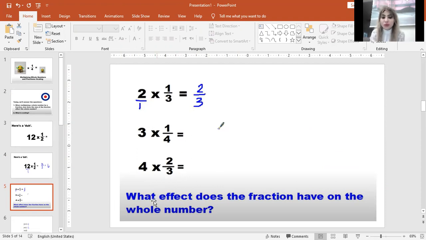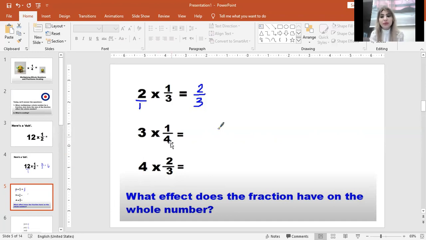After you solve this, I want you to answer this question: what effect does the fraction have on the whole number? So in the first example, the whole number becomes smaller. 2 became 2 out of 3. Here I have 3 and 1 out of 4. You pause and solve it in your copybook and send it to me. Then you see the answer.